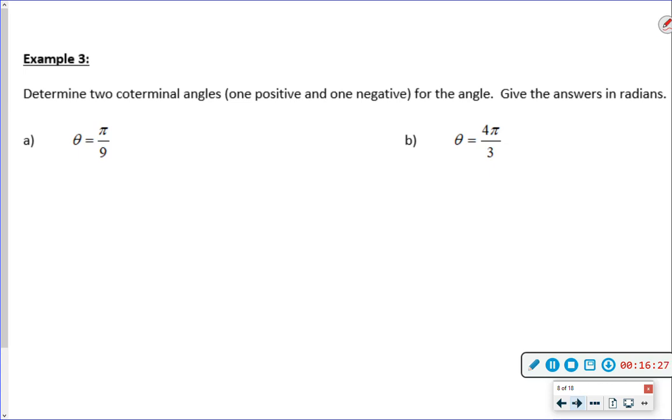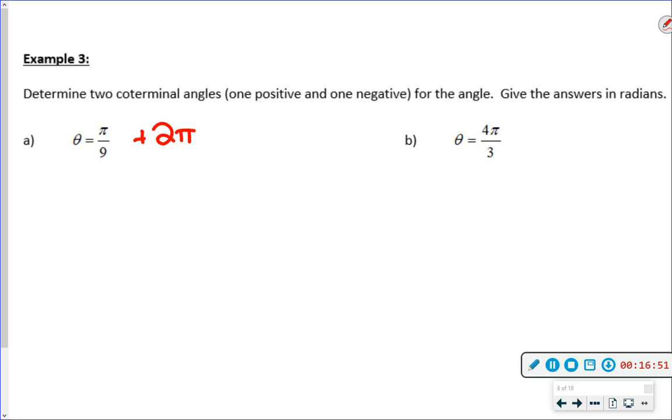Determine two coterminal angles, one positive, one negative. Okay, so we're in radians. One full circle is how many pi in radians? 2 pi, the circumference. So all I'm going to do, I mean, I would never want to graph this, but I'm going to add 2 pi. I'm going to hot lap the circle. Why would I want to go around an extra time? I don't know, but this is how we're going to do it.